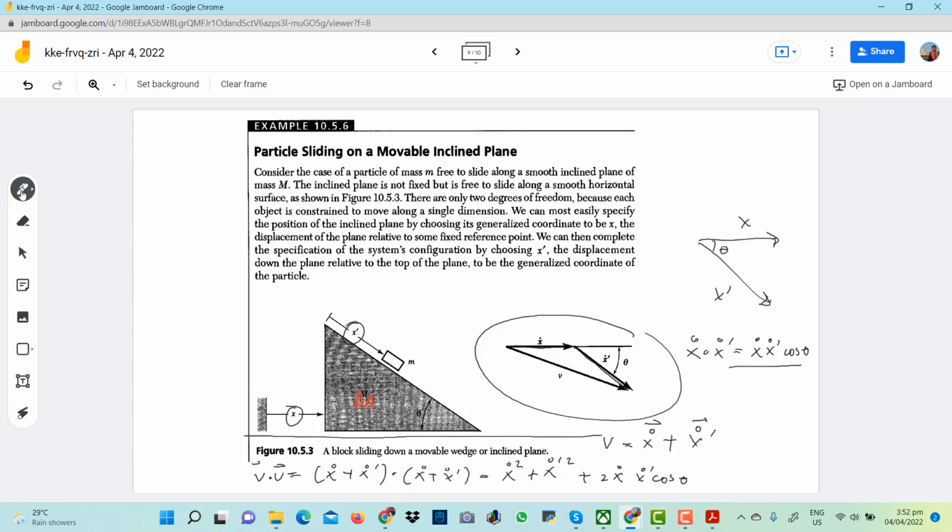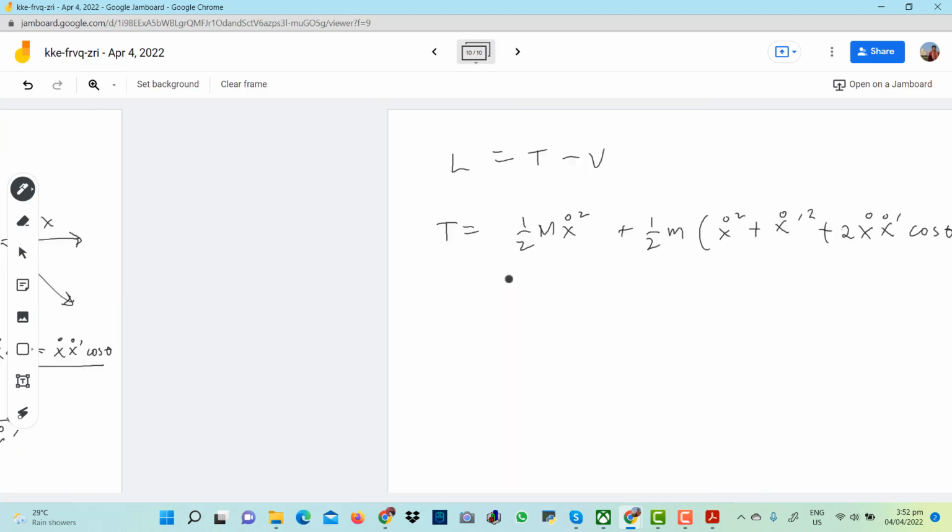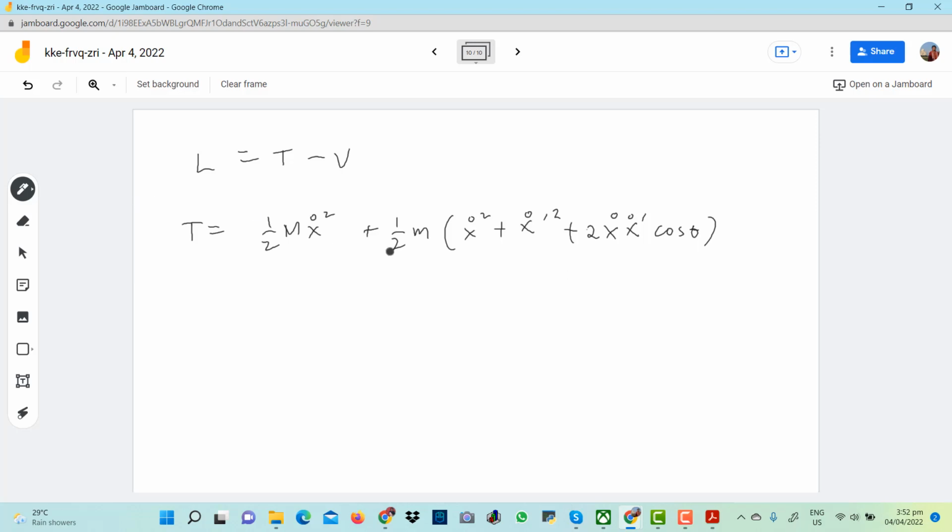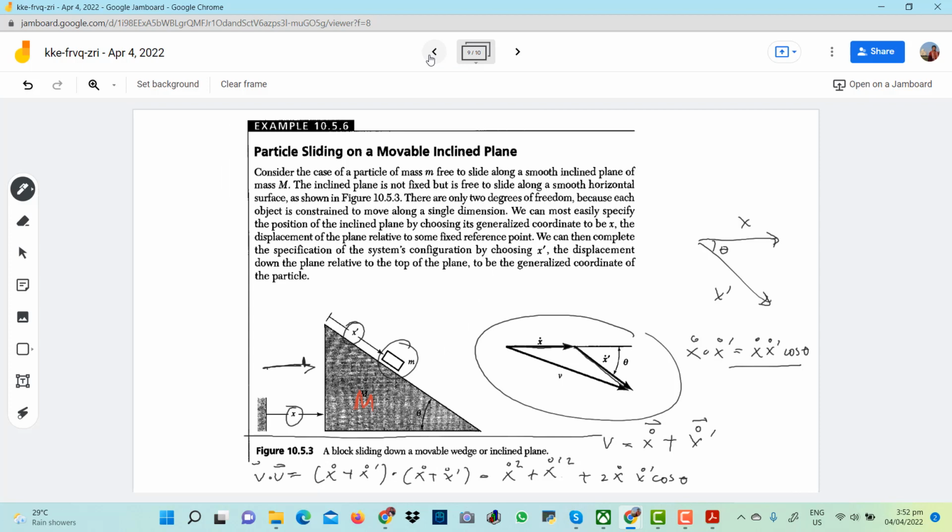Take note, the velocity is not just x dot, because the small mass m is also moving in translation going there. So it's a combination of the velocity x dot and the velocity x dot prime. Okay, so that's the velocity of my small letter m.